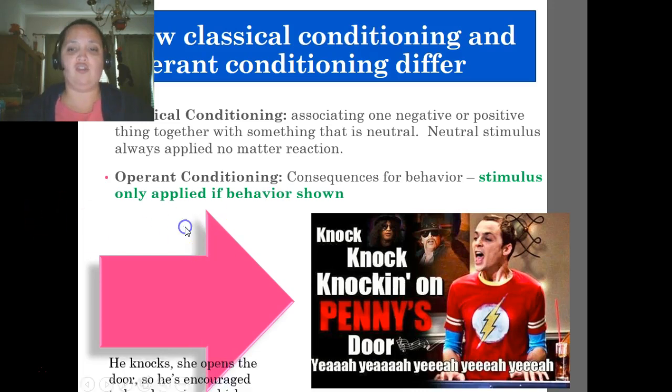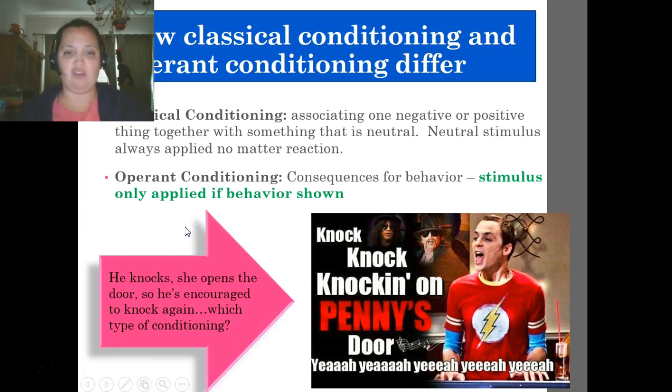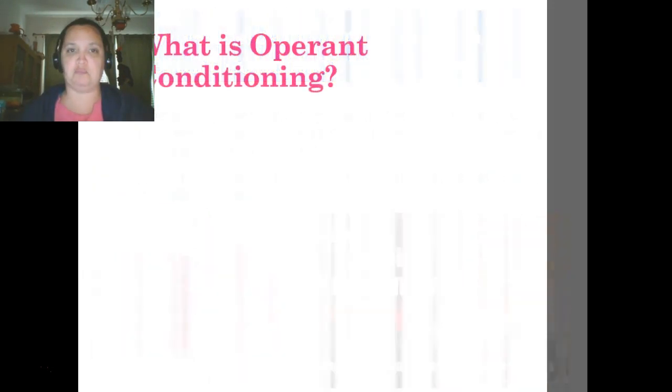And here's just an interesting thought. We have Sheldon always knocking on Penny's door. He knocks, Penny, Penny, Penny, and she opens the door, which makes him encouraged to knock again. So I was just thinking, what kind of conditioning is that? And I would answer that it is operant conditioning because he's doing this and she's repeating the behavior he desires.